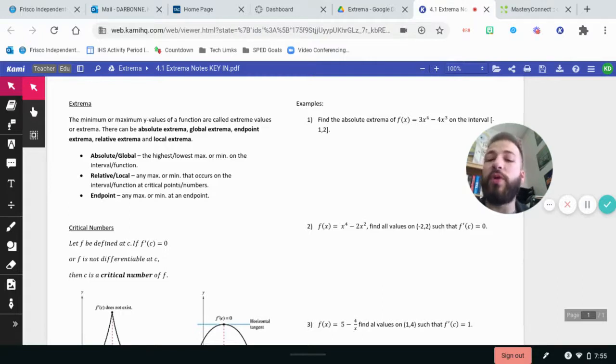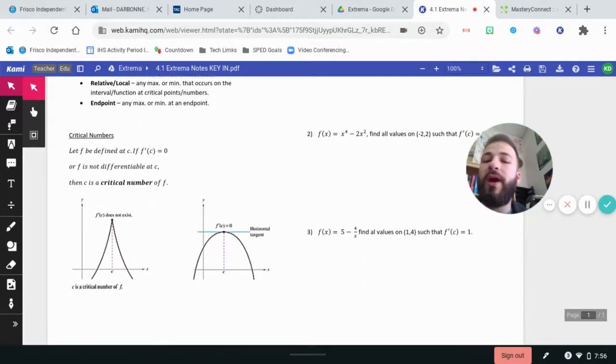Relative or local is any max or min that occurs on the interval or function at critical points or numbers. So any spot where we have a little bump or a little valley, those are going to be your relative or local maxes and mins. Absolute and relative are the words you'll see most, but you will see global and local every once in a while. And then endpoint Extrema is anytime we have a max or a min at an endpoint, because sometimes, because of where the interval cuts off, we end up with a max or min when it wouldn't necessarily be a max or min on the function normally.